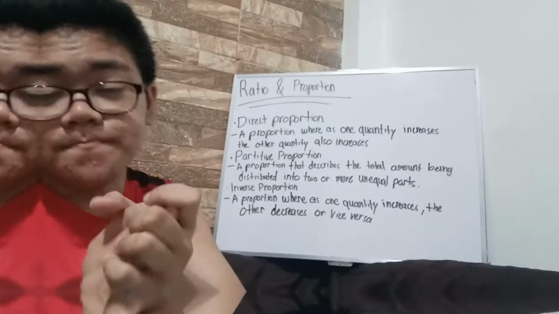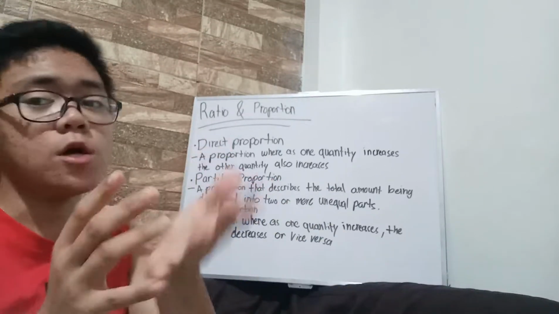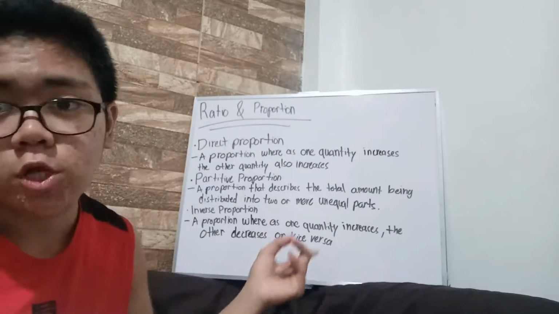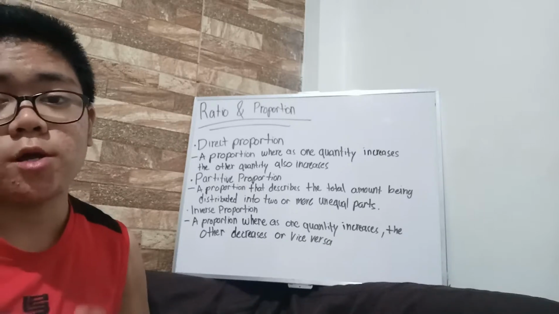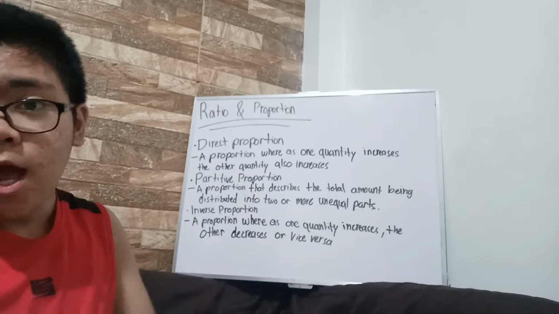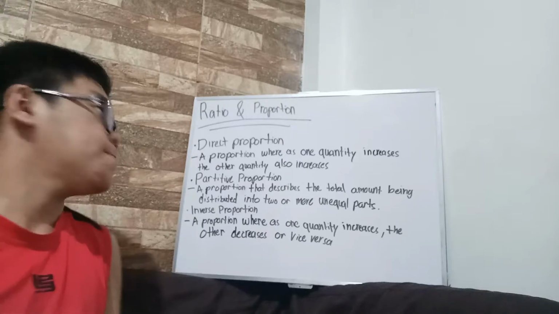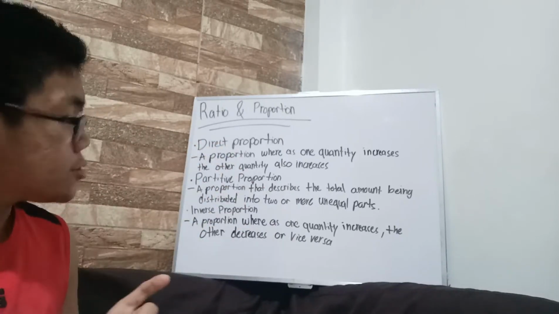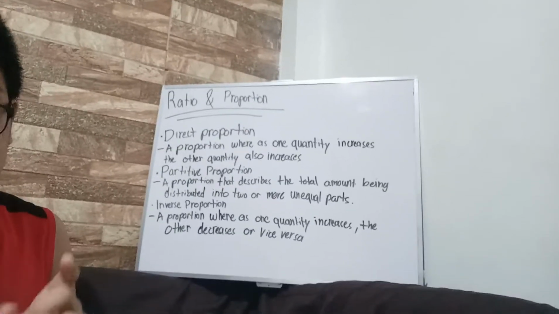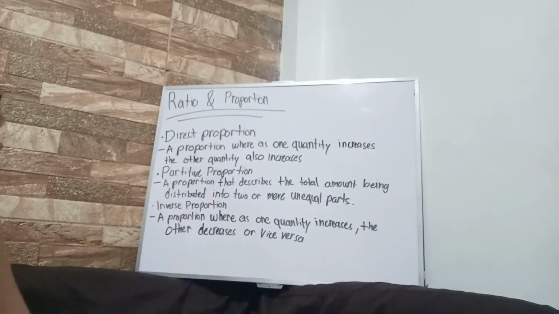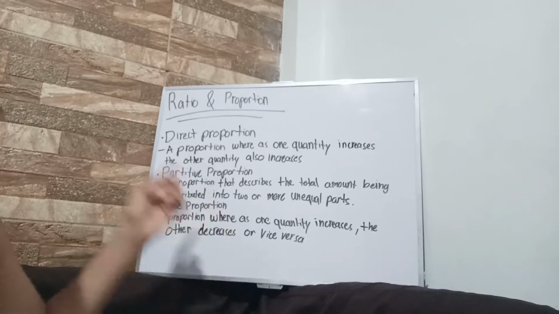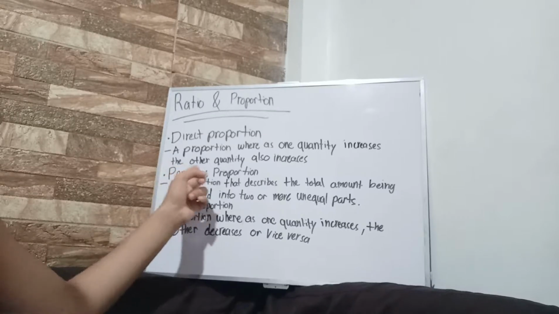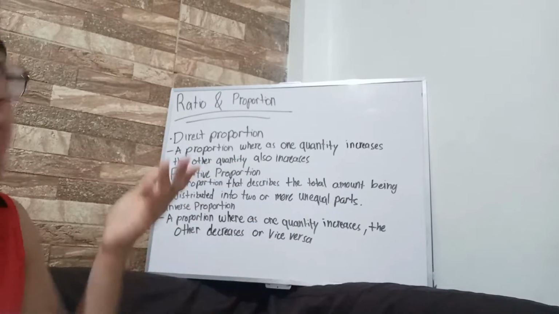So ayun na ho, nagbigay na ho ako ng example ng kung paano i-solve ang ratio and proportion. So ito naman ho, papakita ko naman sa inyo at i-explain ang mga iba't ibang klaseng proportion. Unang-una dyan, yung direct proportion. Direct proportion is a proportion where, as one quantity increases, the other quantity also increases.